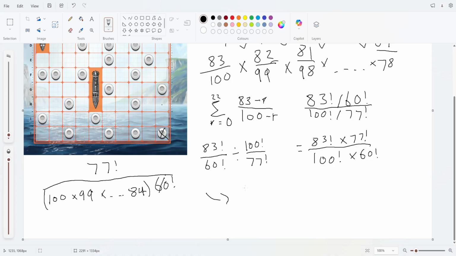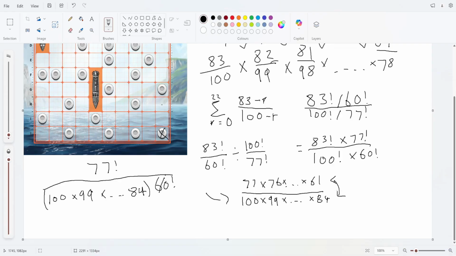So I'd just be left with 77 times 76 all the way to 61, because I cancelled out 60 and all of the factors less than that, and then I'd just be left with the 100 times 99 times all the way to 84. And I'm pretty sure that's the simplest you can go. You're welcome to prove me wrong in the comments, but that's what you end up being left with.